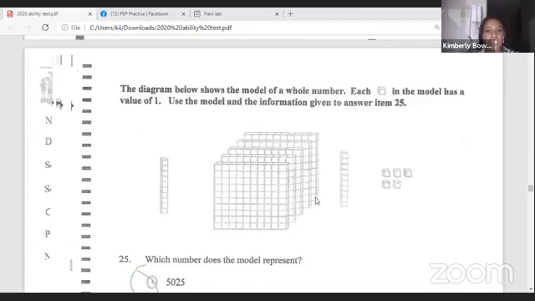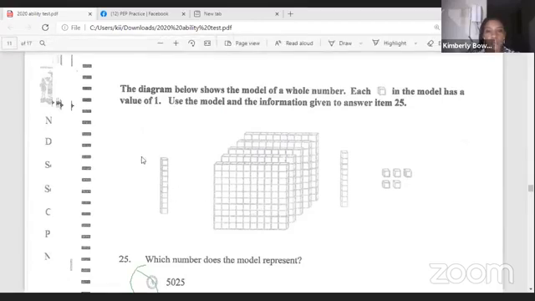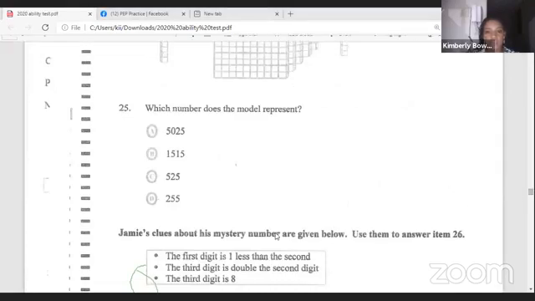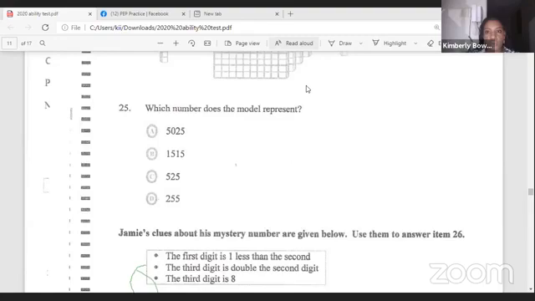I hope everybody is following. All right. So let's see, there's 100 little blocks here in this flat panel. So that's 100, 200, 300, 400, 500. And then we have 2 of these 10 blocks, so that's 20, and then that's 5. So we're looking for 525. 525. That's the answer.